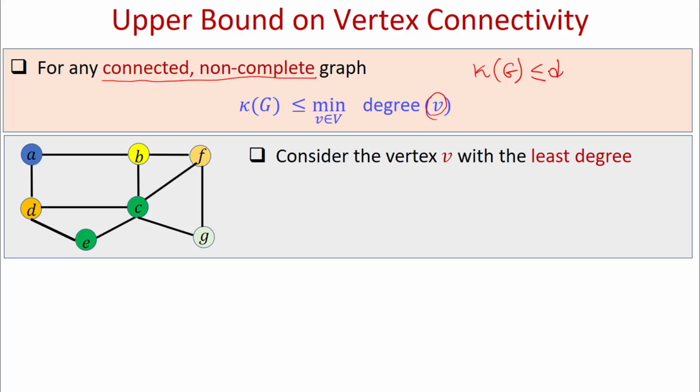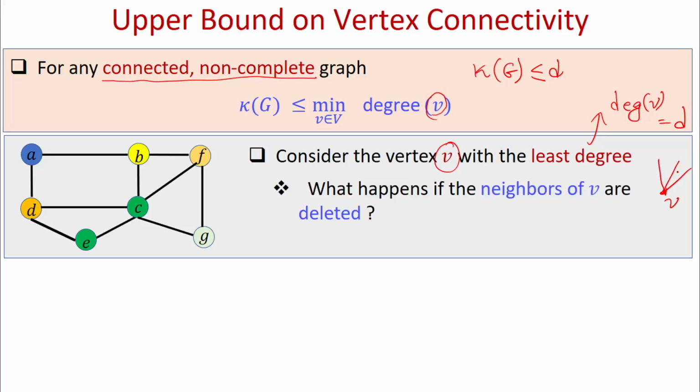So consider this graph, or consider any arbitrary connected non-complete graph, and focus on the vertex V which has the least degree. Namely, the degree of the vertex V is D. That means the node V has D number of neighbors.